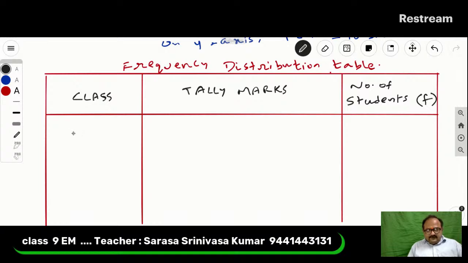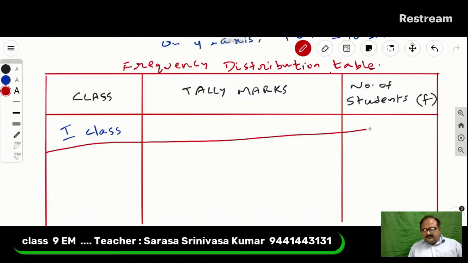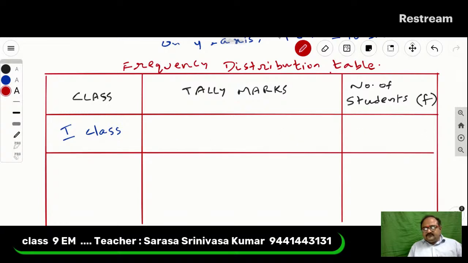Now, class 1, that is the first class. How many students are there in the first class? It is given that there are 40 students. So 40 can be written as 5 multiplied by 8. So let us write the tally marks. 1, 2, 3, 4, 5.